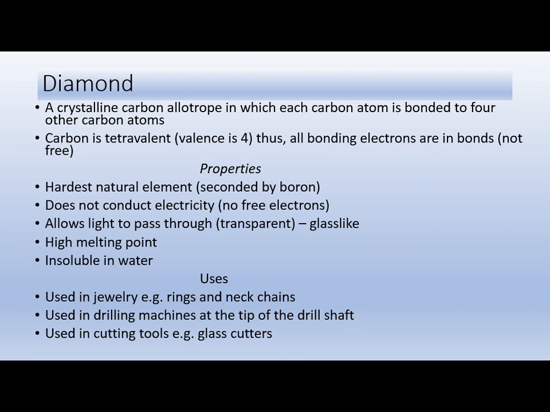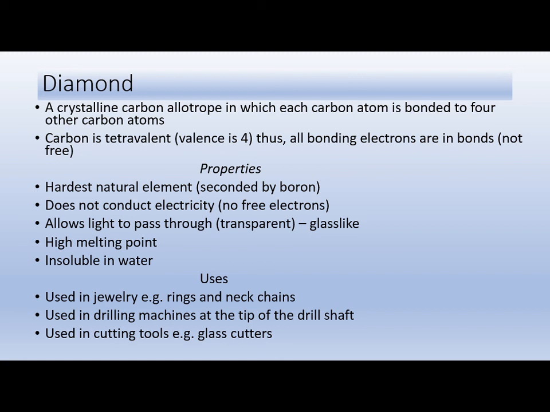Properties of diamond: it's the hardest natural substance. Does not conduct electricity because there are no free electrons. Remember, covalent compounds, no free electrons. Allows light to pass through, therefore it's transparent. High melting point and insoluble in water.